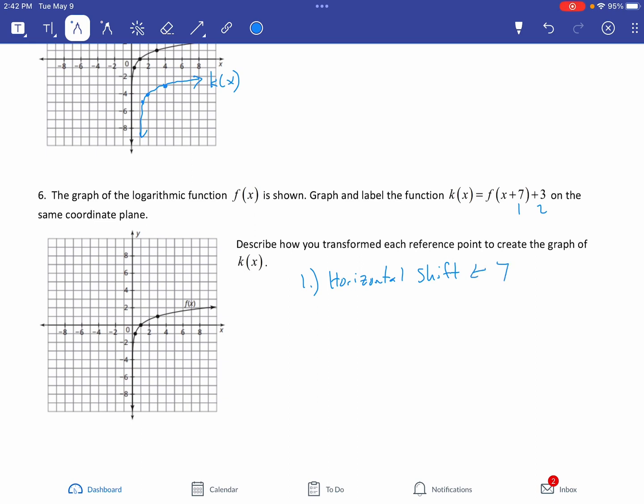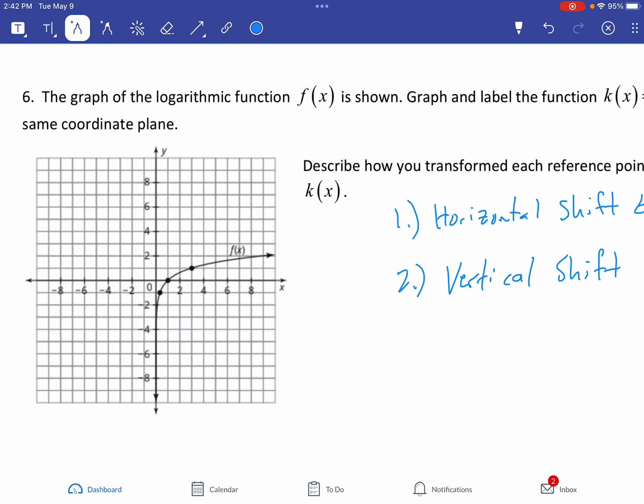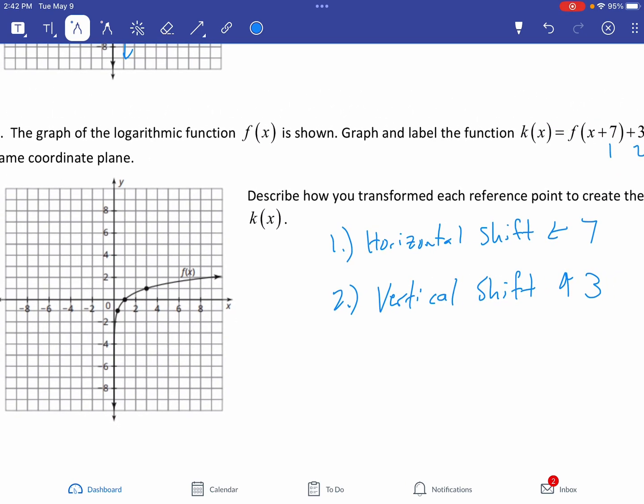Going to the left by 7. And 2 is a vertical shift, going up by 3. Okay, so I'm going to take my points again, going to the left by 7 and up by 3.